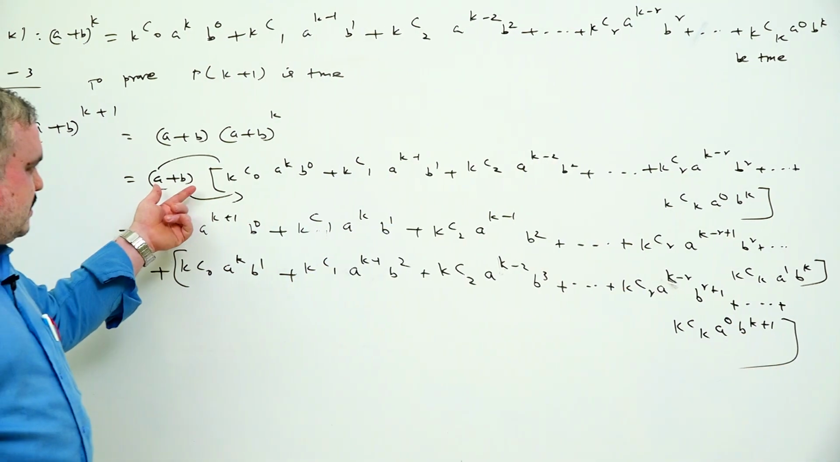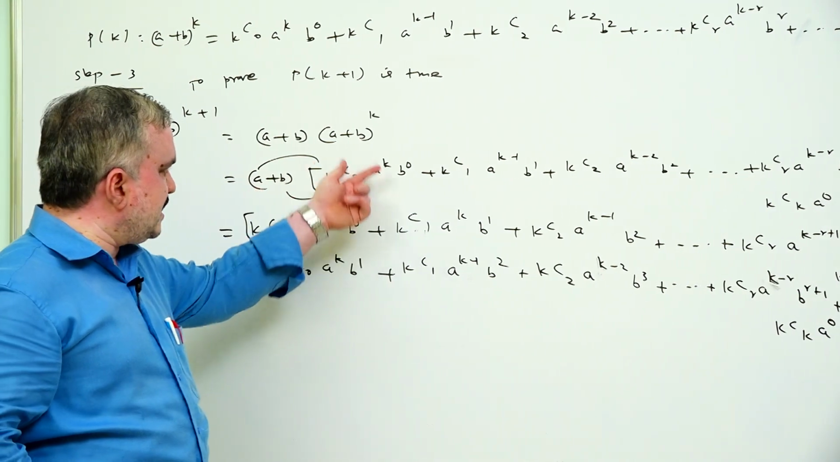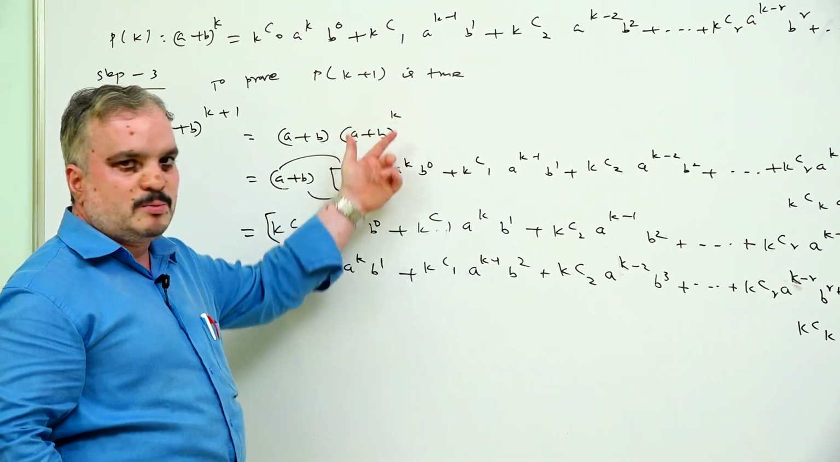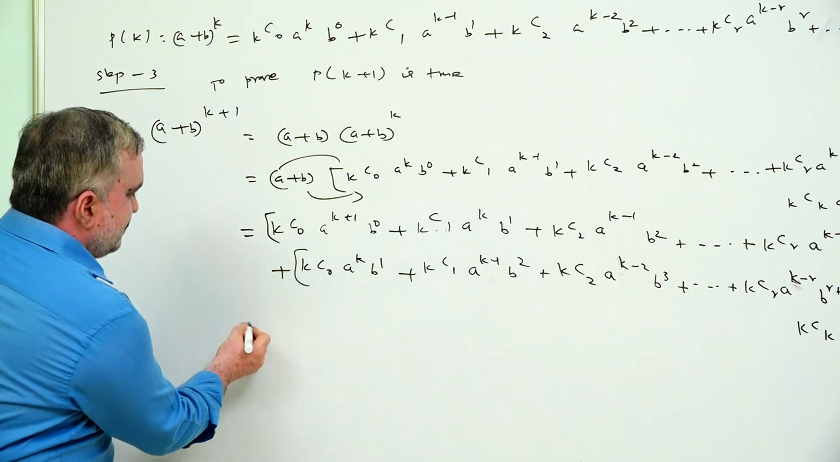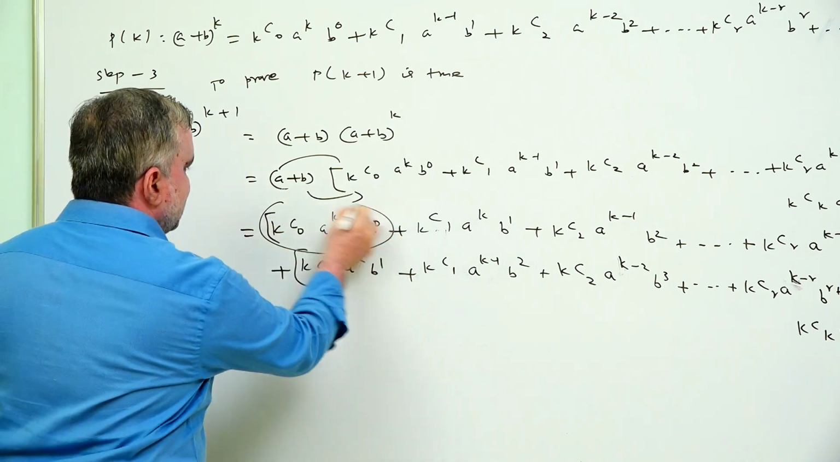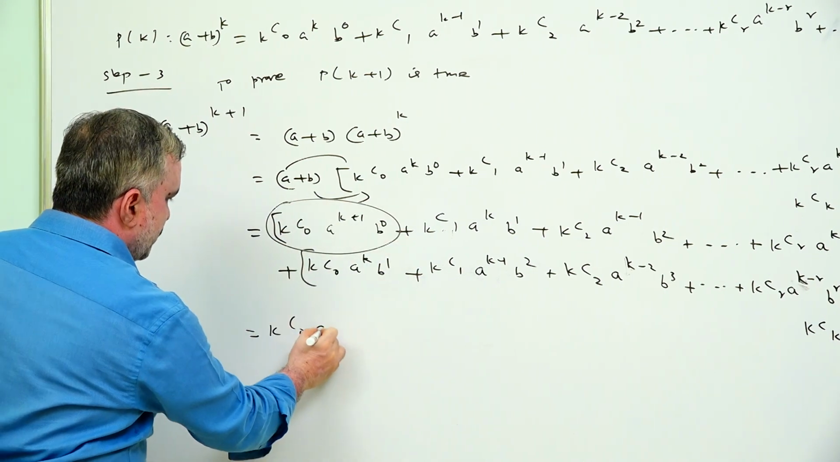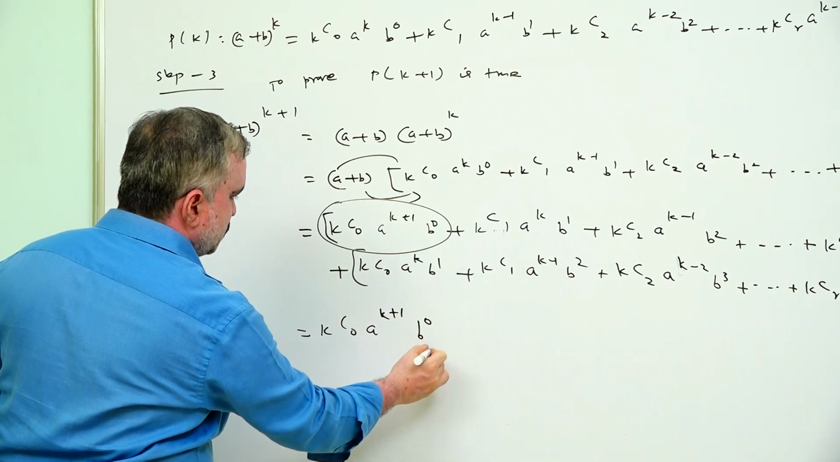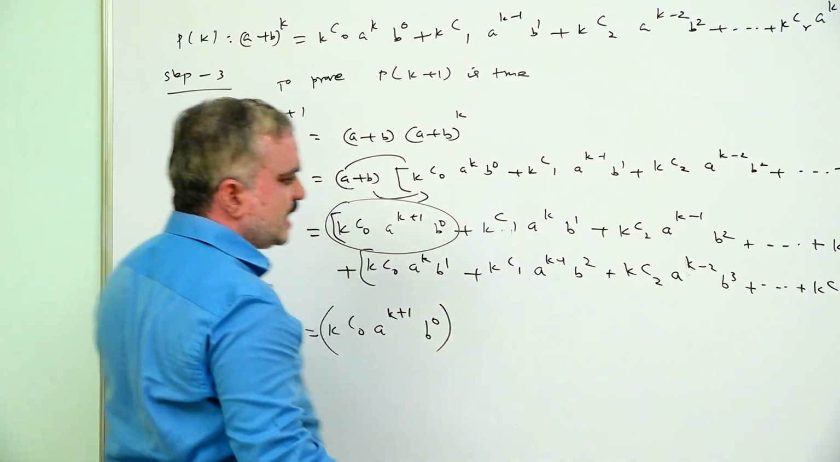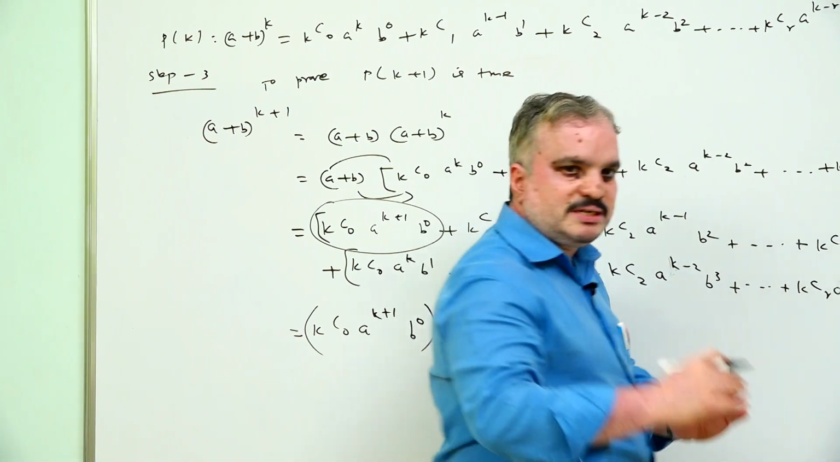We have done multiplication of (a + b) into (a + b)^k, we get this. Then we can add: take it as it is, the first term kC0 a^(k+1) b^0, and also the last term as it is we take it.